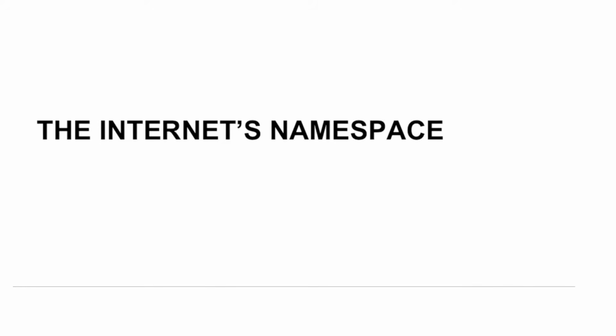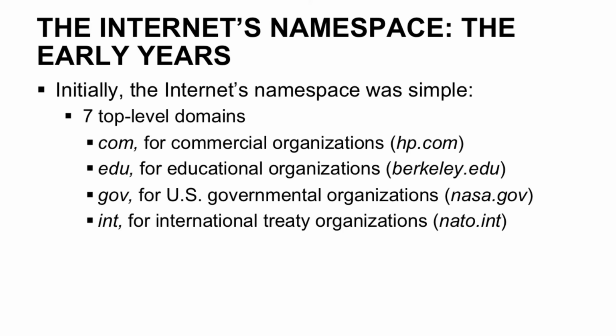So far, I've used just a few real domain names from the Internet's namespace, chosen mostly for my own personal or sentimental reasons, like hp.com or infoblox.com. Let's take a brief detour from theory and look more closely at the structure of the Internet's namespace. Initially, the Internet's namespace was simple. There were just 7 top-level domains, and they were organized functionally.